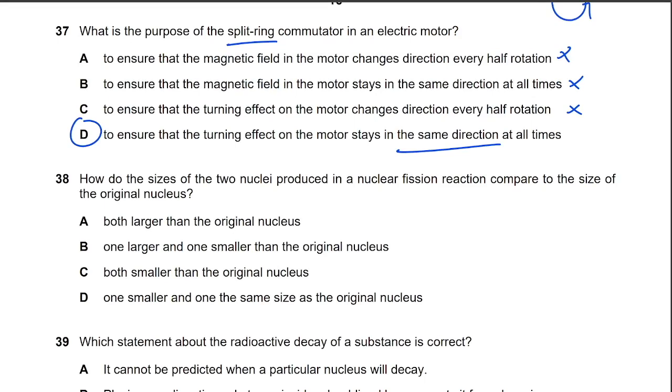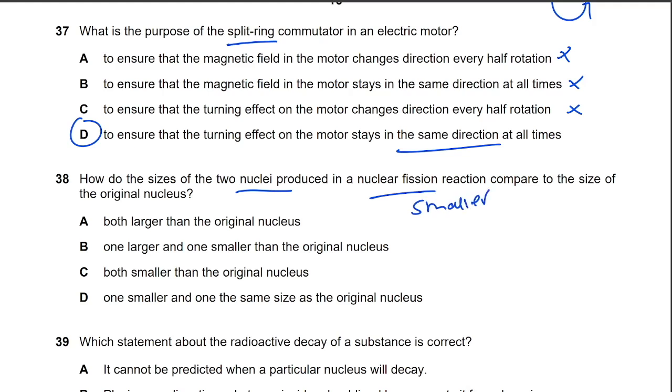How do the sizes of the two nuclei produced in a nuclear fission reaction compare to the size of the original nucleus? Now, this is a type of odd question. Usually you don't see this in textbooks and so on and so forth, right? So what you need to know here is that the two nuclei that are produced in nuclear fission are always smaller, okay? It is smaller than the original nucleus, okay?